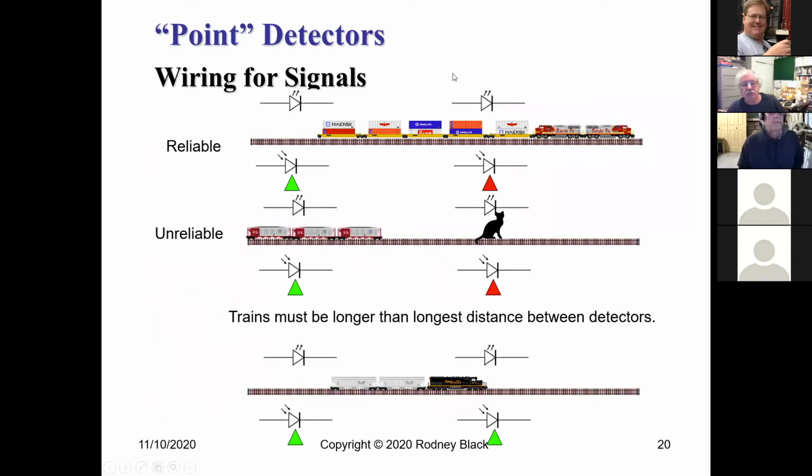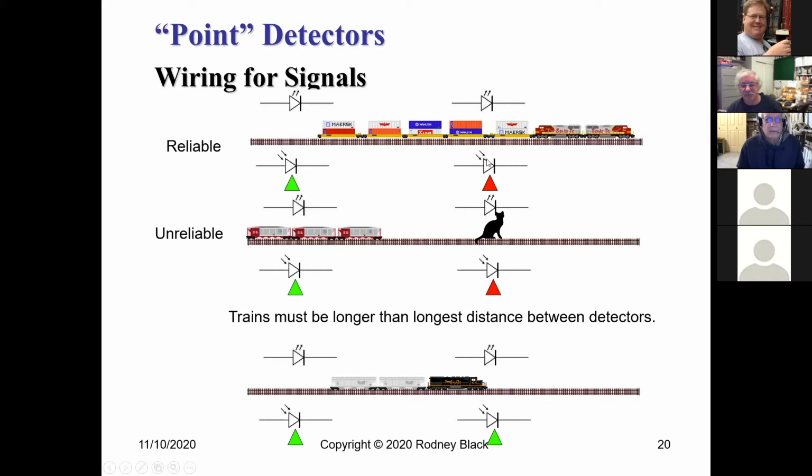Let's talk first about point detectors. And whatever kind of detector you have, the most important thing is that it be reliable. Here what I've tried to show, by reliable, I mean that if there's nothing between the optics, the detector should say it's clear.